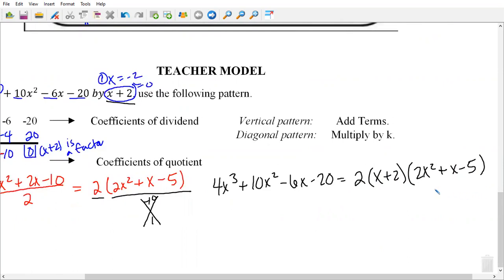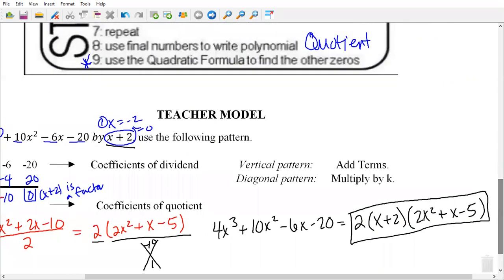On your classwork practice, it's going to want you to fully factor. So you factor till you can't factor any more. And I can't factor anymore. If I was to solve this, that means I take each factor and set it equal to 0. And that's why step 9 says you would have to use the quadratic formula to solve for all other zeros.